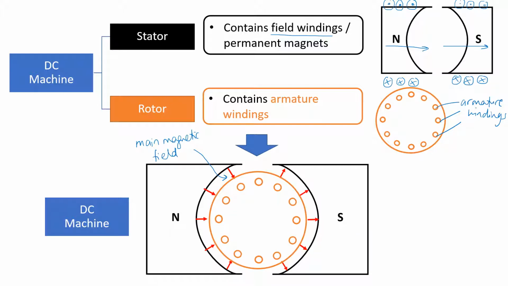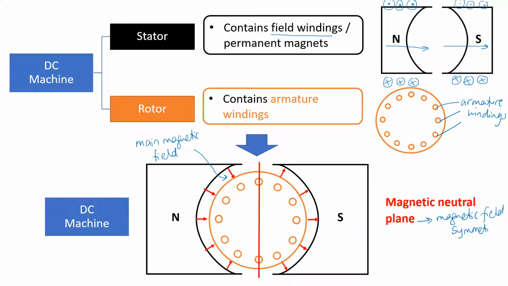And as drawn in this figure, the magnetic field is balanced and symmetrical along the vertical line of the rotor, and this vertical line is what we call the magnetic neutral plane. So the magnetic neutral plane is a point where the magnetic field is symmetrical on both the left and the right side of the DC machine.